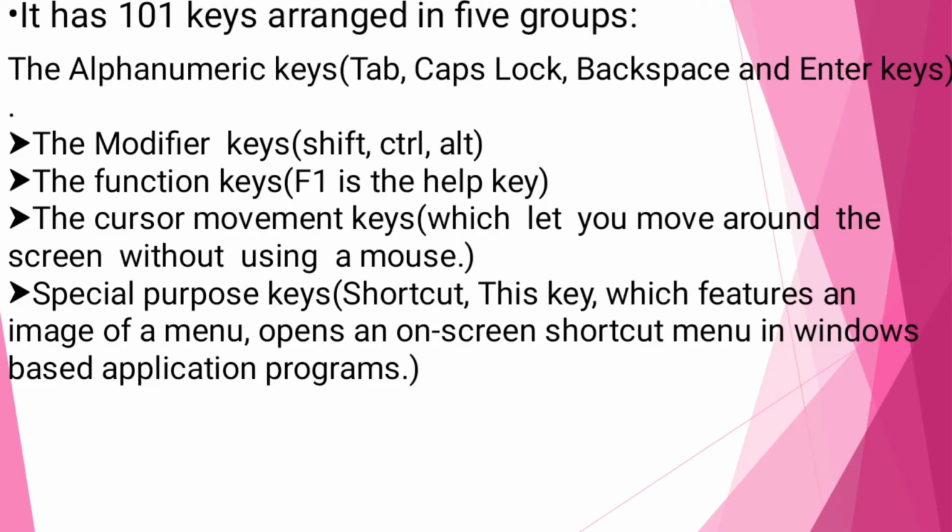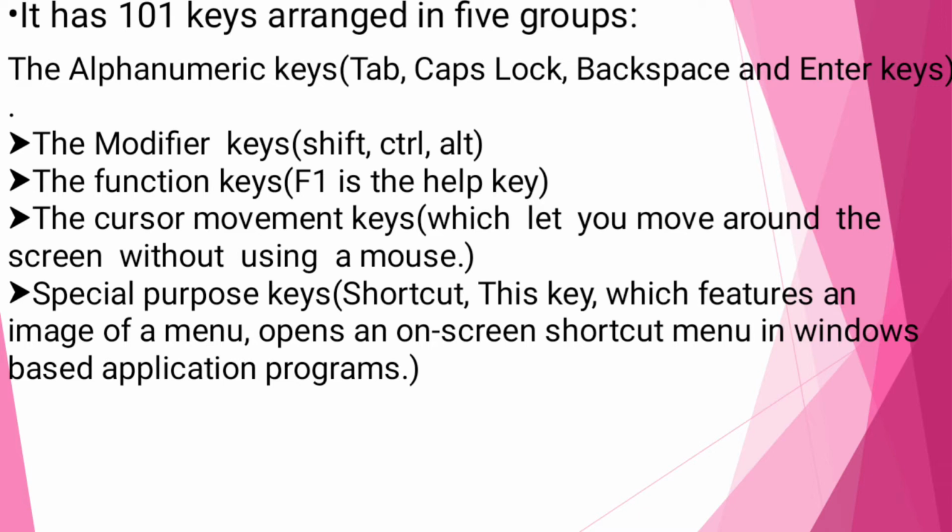The alphanumeric keys are the keys that produce letters and numbers. The alphanumeric key group includes 4 keys that have specific functions. Examples: tab, caps lock, backspace and enter keys. Next one is modifying keys. The modifying keys modify the input of other keys because they give all other keys multiple capabilities. Examples of modifying keys are shift, control and alt.